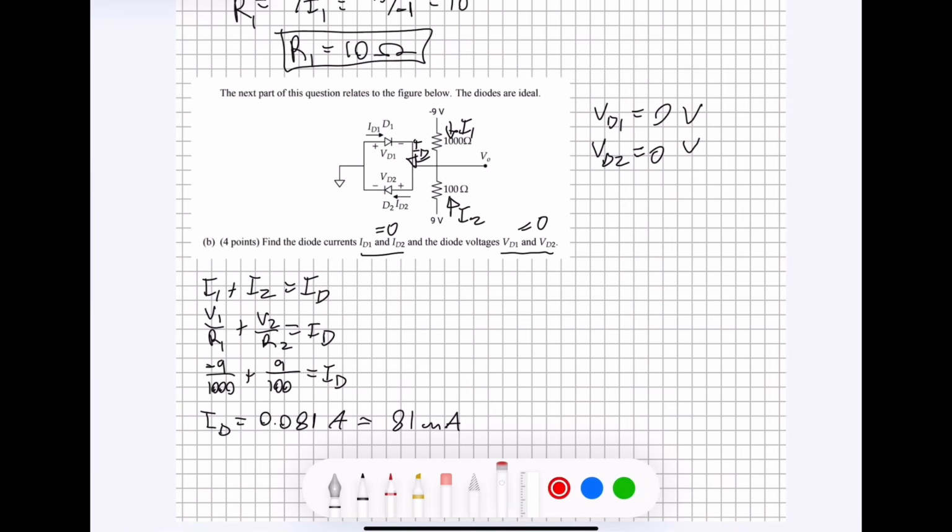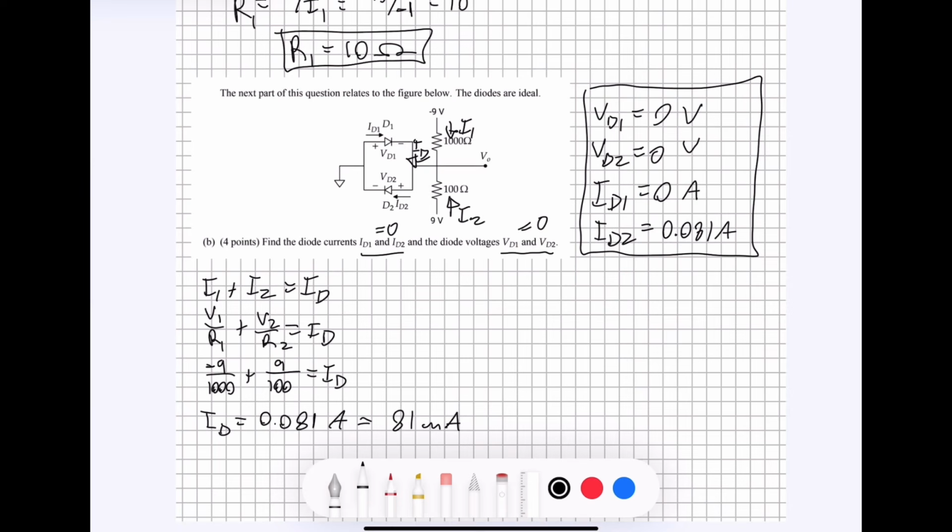That means that this diode has no current going through it. So the current of diode 1 is going to be equal to 0 amps. And since all of the current has to be going through this diode here, because it's the only one that's forward biased, we know that this one is going to be 0.081 amps. And you can also write that as 81 milliamps if you would like. So this is the final answer to number 19, part B.